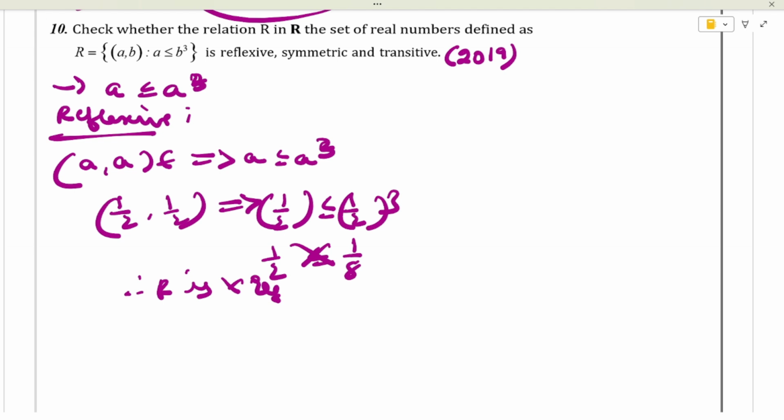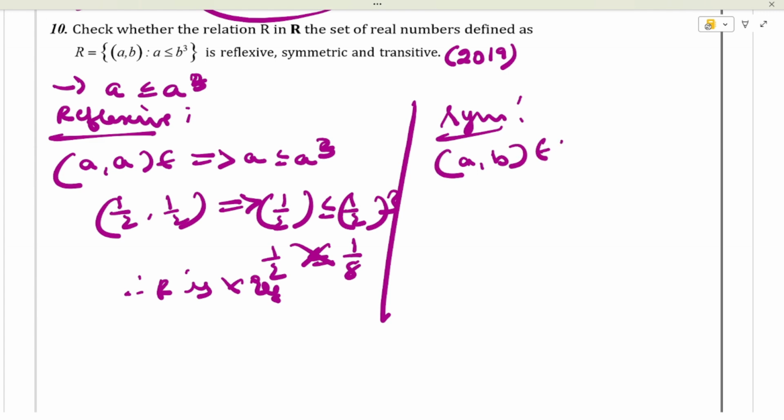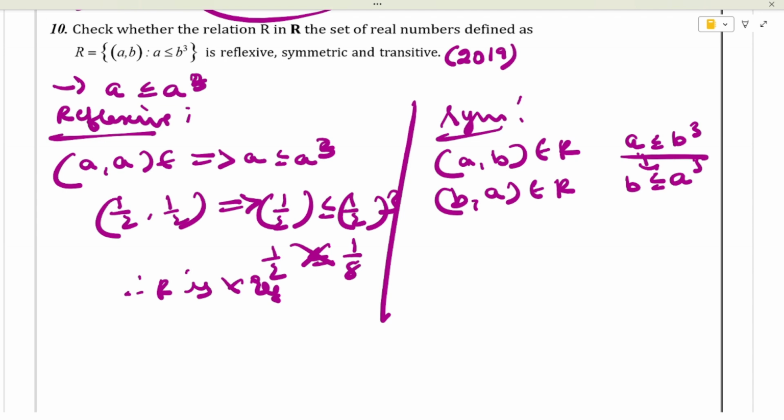Next, consider the condition for symmetric. For (a, b) belonging to R, (b, a) should also belong to R. Here the condition is a is less than or equal to b cube, and here it is b is less than or equal to a cube. If you take both conditions, b cannot be less than or equal to a cube. So you can say that R is not symmetric.